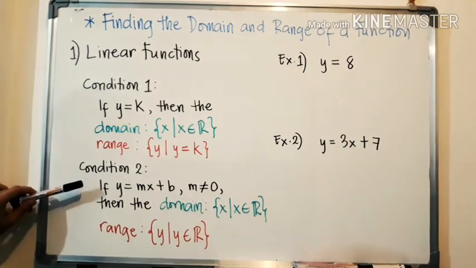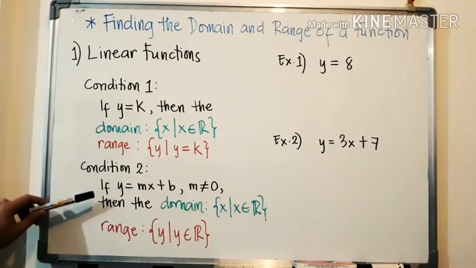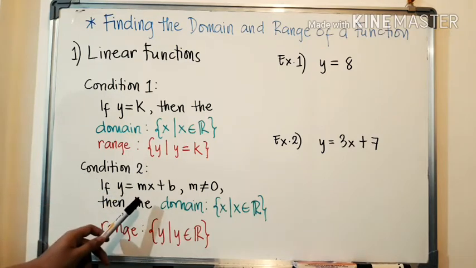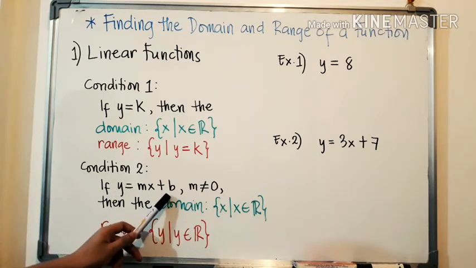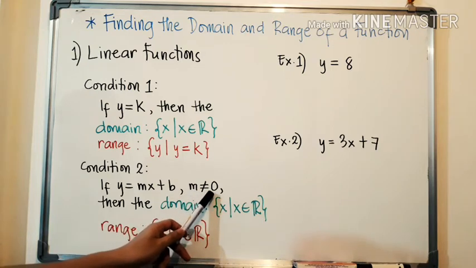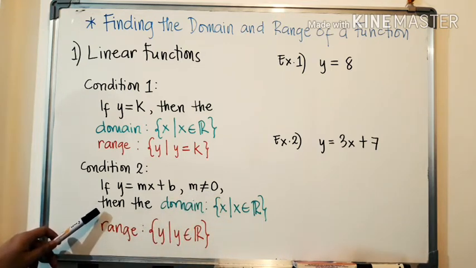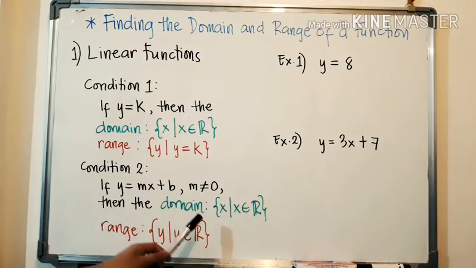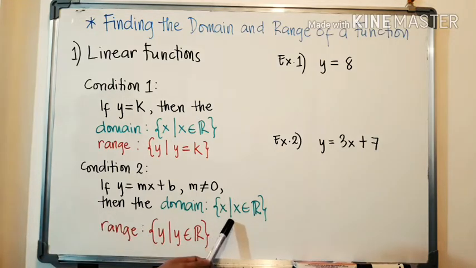Now for condition 2, if the linear function y is equal to mx plus b, where m is not equal to 0, then the domain is the set of all x such that x is a real number, and the range is the set of all y such that y is also a real number.